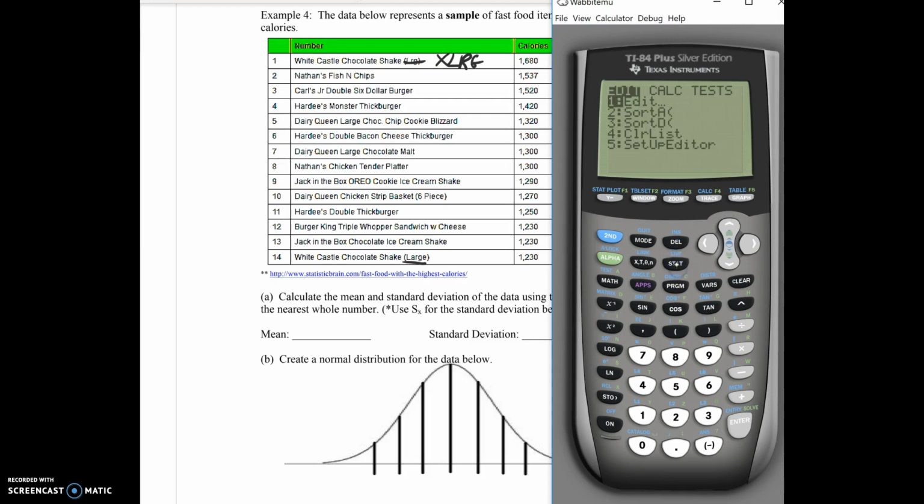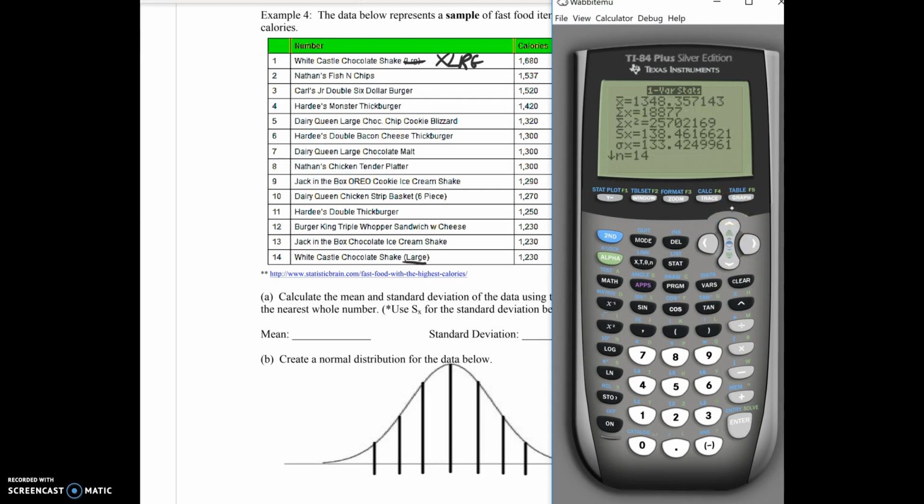We'll hit stat again. Calculate, and we're going to pick the first one. We have 1-Var Stats, one variable statistics. Pick that. List 1 should be already in there, pre-populated, and then we'll click calculate. It gives us a lot of information down here. This would be used for box and whisker plots, which you would have done already in Algebra 1.